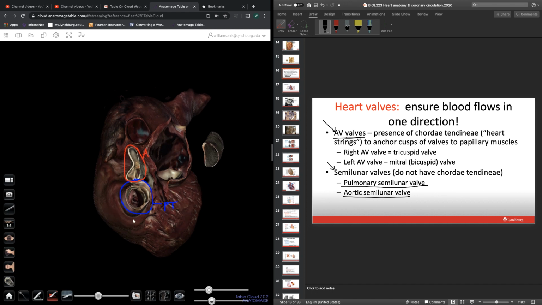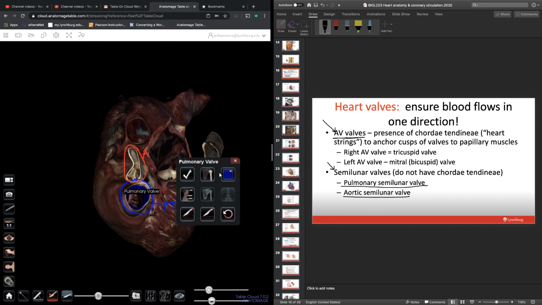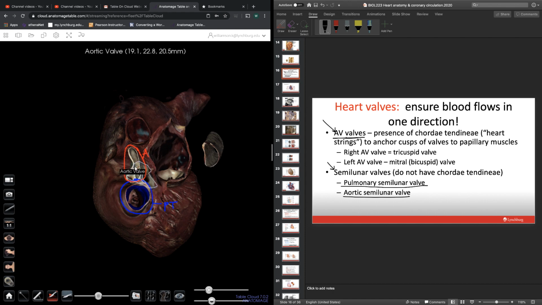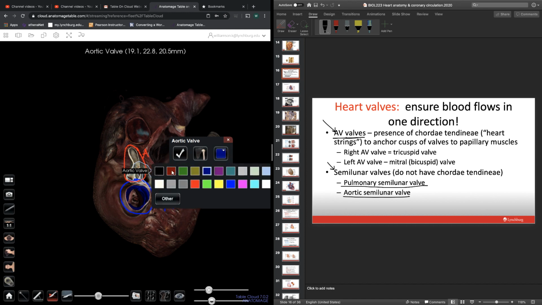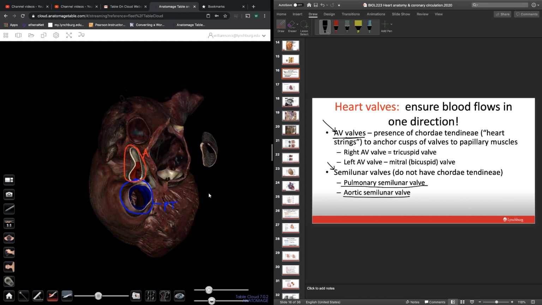As we look down into these vessels, we can see valves that are located within the vessel. So the pulmonary valve is going to be located in the pulmonary trunk, between the pulmonary trunk and the right ventricle. And then the aortic valve is going to be located in the aorta, between the aorta and the left ventricle.